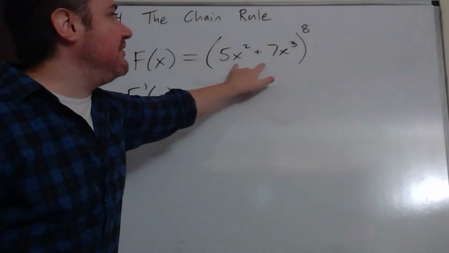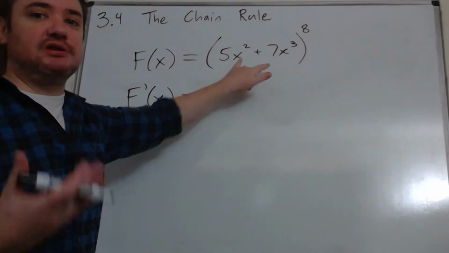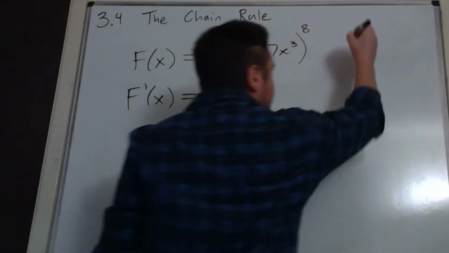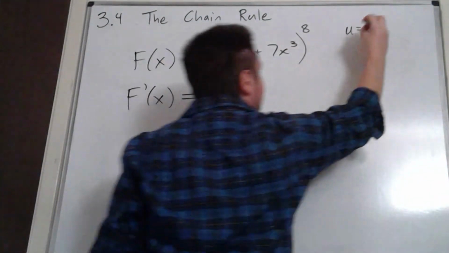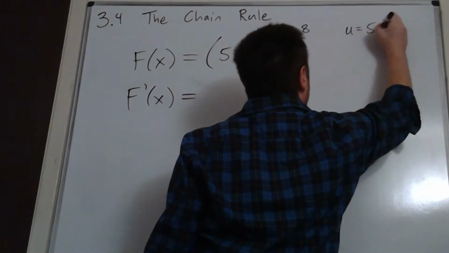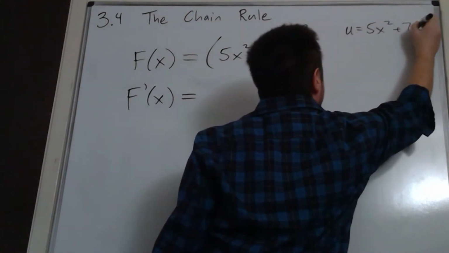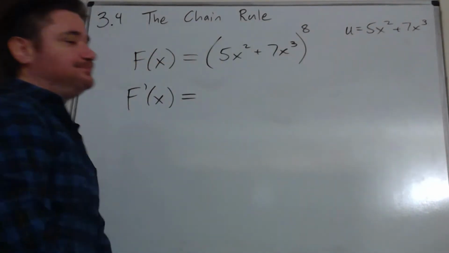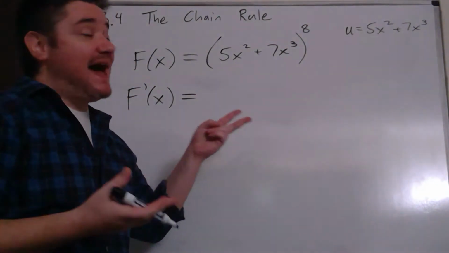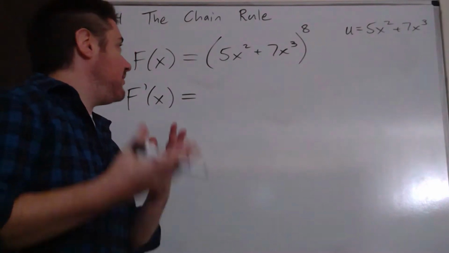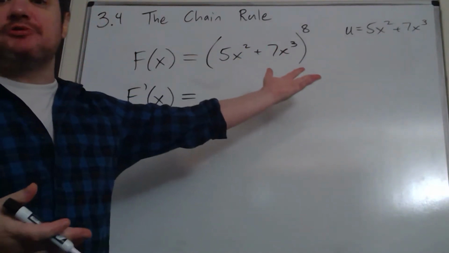I'm going to call this inside piece something else. I want to introduce another letter, and I'm just going to use the lowercase letter u. So I'm going to say let u equal the inside of this thing, 5x squared plus 7x cubed. At some point we're going to need to know what the derivative of that is for this formula, and we're ultimately taking the derivative. So let's just find the derivative of that thing.